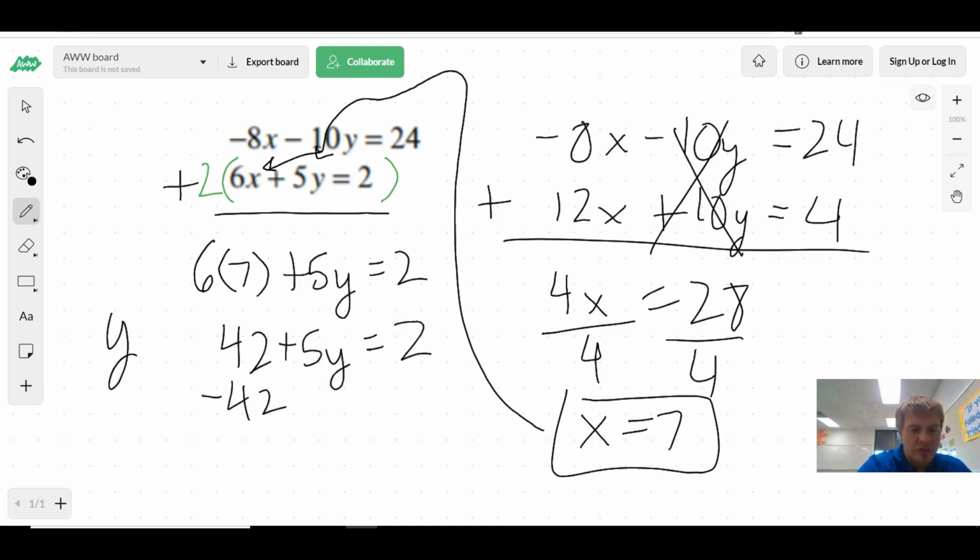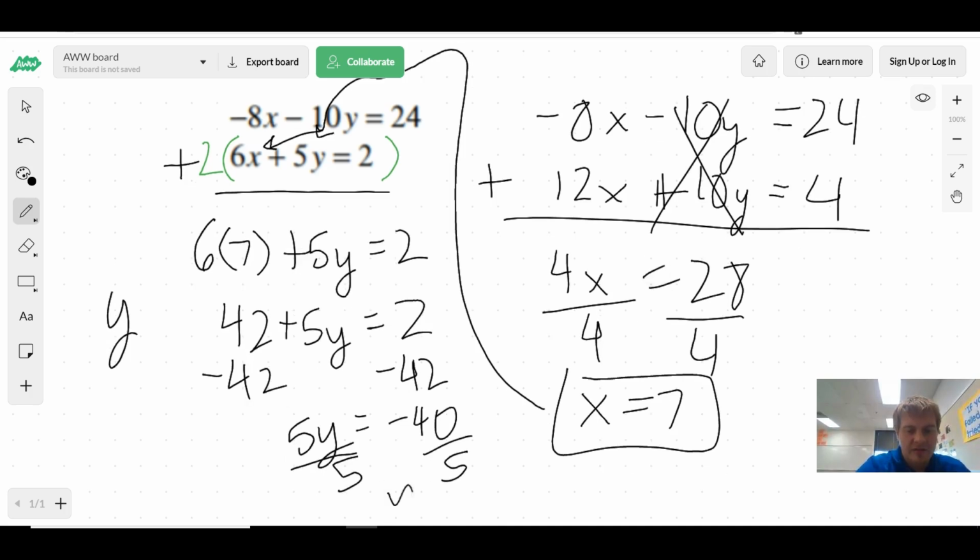I'd minus 42 from both sides. This would give me 5y equals negative 40. And then I would divide both these things by 5, giving me y is equal to negative 8. So my answers would be 7 for x and negative 8 for y. Let's try the next problem.